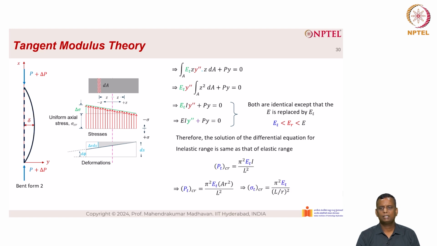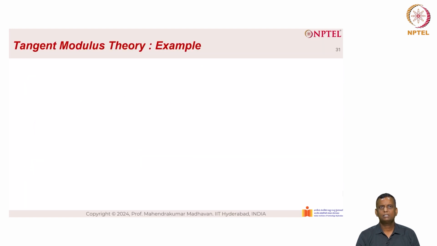So we have sigma t critical is equal to pi square E sub t divided by (L by R) the whole square. So let us look at the tangent modulus theory with an example. Consider a rectangular column of proof stress 350 MPa with Ramberg-Osgood stress strain curve.